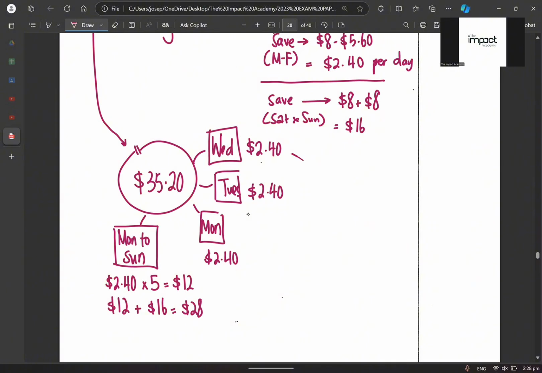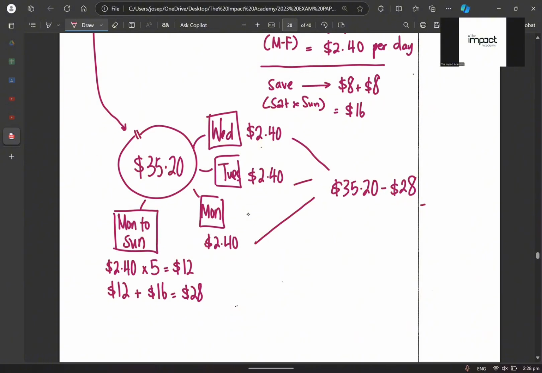Actually for this part, you just really have to do $35.20 minus away the first week, which is $28. So $35.20 minus $28, we get an answer of $7.20 over here. This $7.20 will basically be the savings for the rest of the days, and we just have to do 7.20 divided by the savings per day, which is $2.40, and from here itself you can get 3 days. So this is a faster way of doing it.